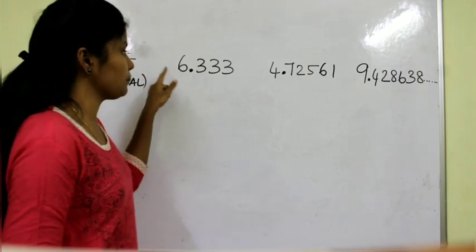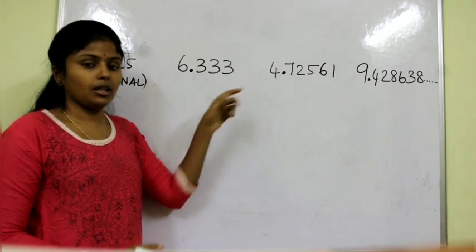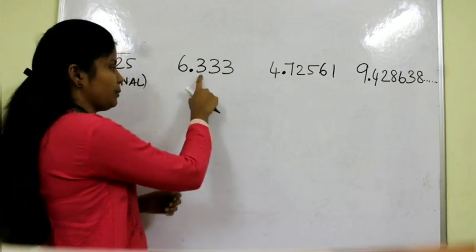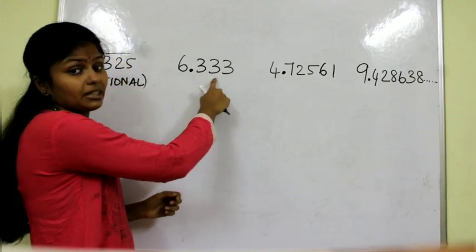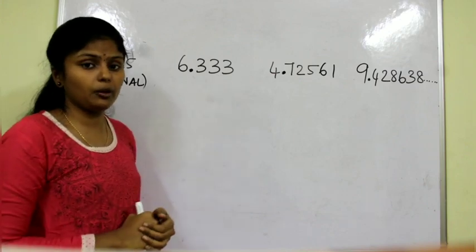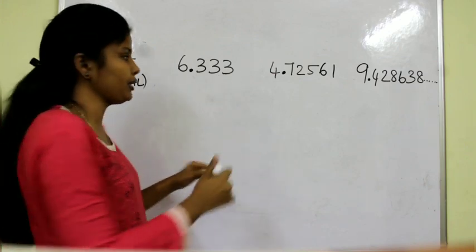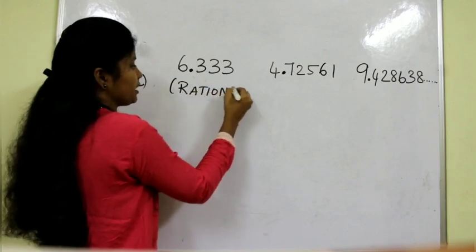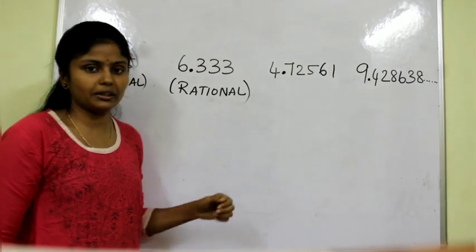Similarly, in the second example, 6.333, we do have only 3 numbers after the decimal point. So this would be the first digit after the decimal point, second digit, third digit. So obviously you will be able to find any digit after the decimal point. Because of this reason, 6.333 also belongs to the rational category.